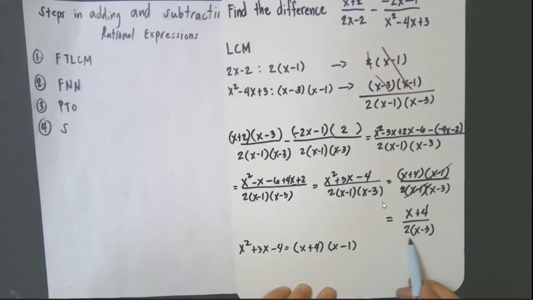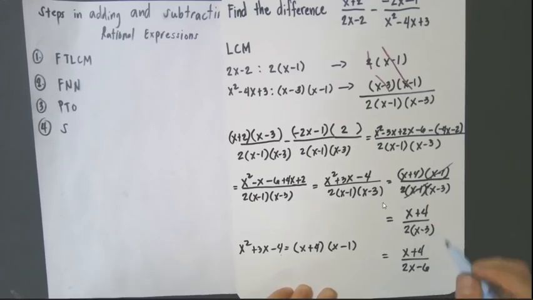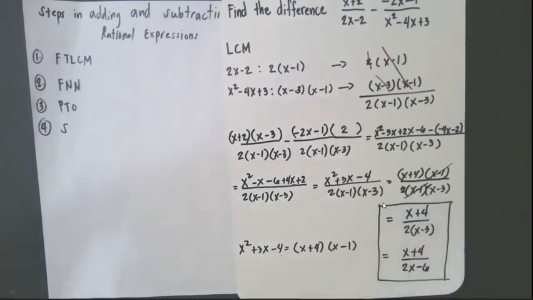Others would distribute here. It's fine. So we can do that. So x plus 4 over 2 times x, that will give us 2x. 2 times negative 3, that will give us negative 6. So either of the two will be considered. So that's the answer.